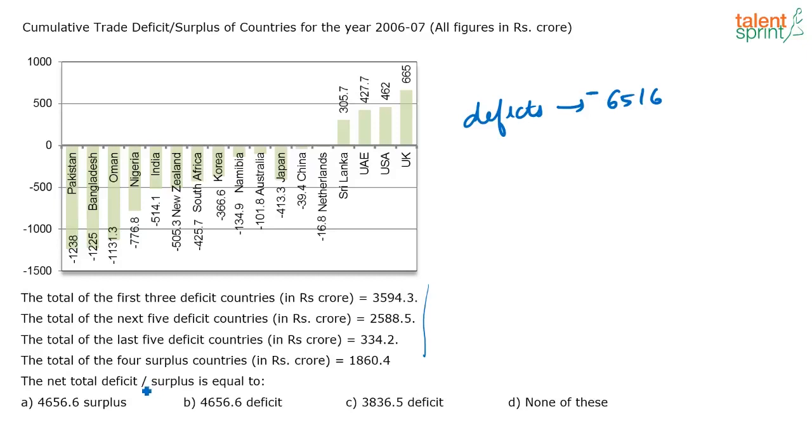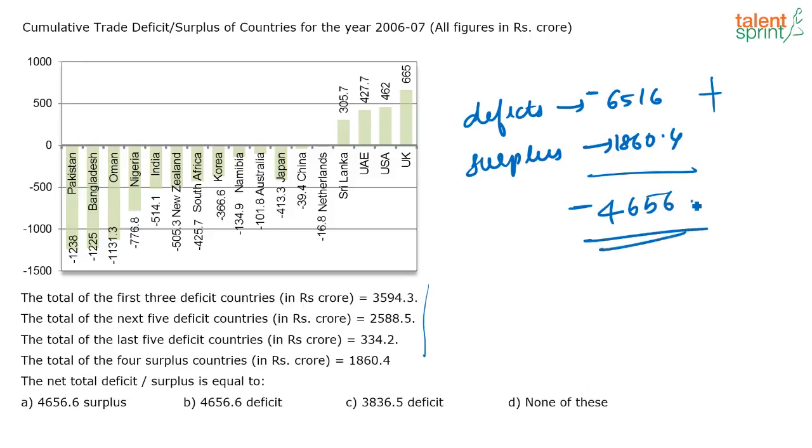Next, they have already given you the addition of the surplus. They are saying that the total of the 4 surplus countries is 1860.4. So the total surplus is 1860.4. Now when you add these two, what do you get? This is negative, this is positive, so when you add these two, you will get a negative answer, correct? You will get minus 4656.6 as your answer, and this negative implies that it's a deficit.